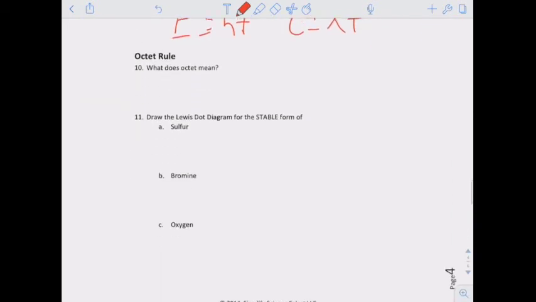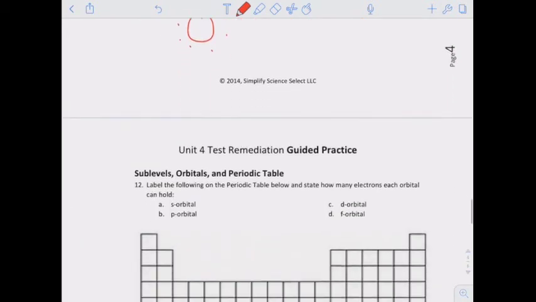Looking at the octet rule, it says, what does octet mean? Octet means 8. You've got to have 8. 8 is stable. It says draw the Lewis dot diagram for a stable form of sulfur. So it's sulfur with 8 dots around it. Bromine, it's stable. Guess what? 8 dots around it. Oxygen, it's stable. 8 dots around it, and that's what the octet rule means. It means that an atom has 8 valence electrons.